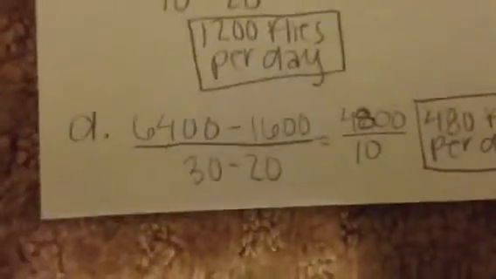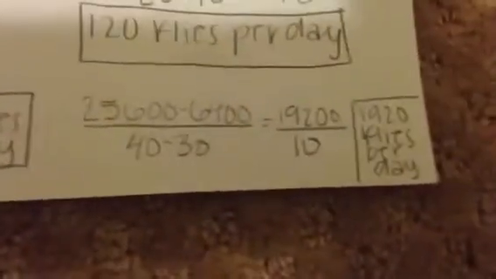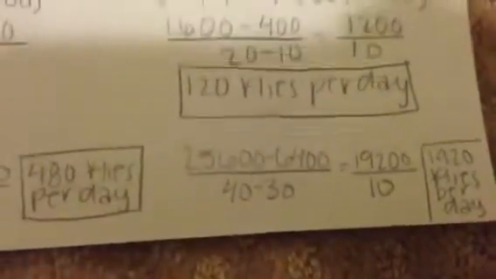Estimate the rates at which the fly population will be growing on day 20, day 30, and on day 40. So here's day 20 through 30, and day 30 through 40.